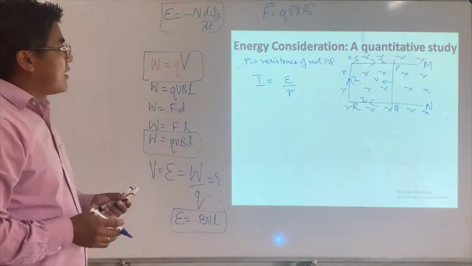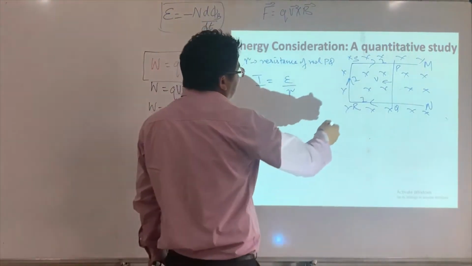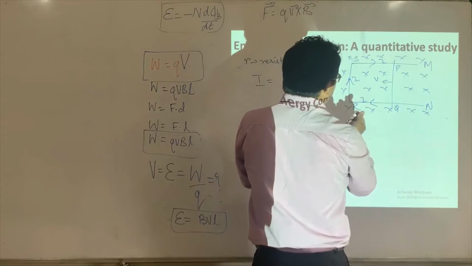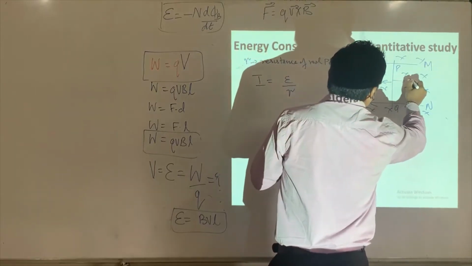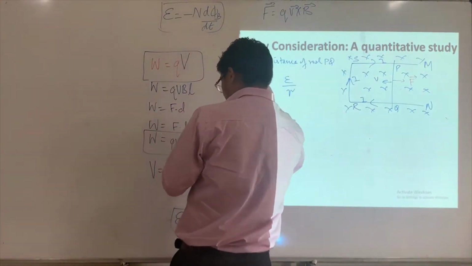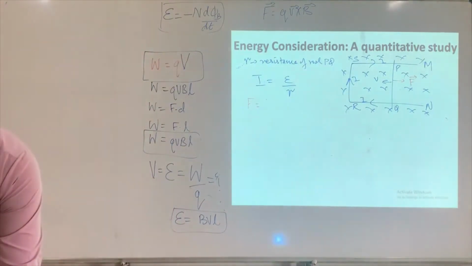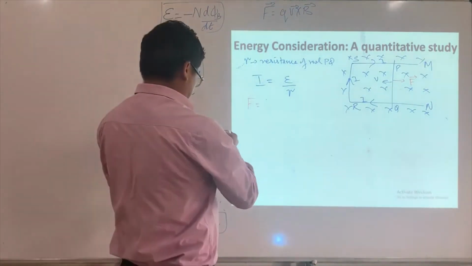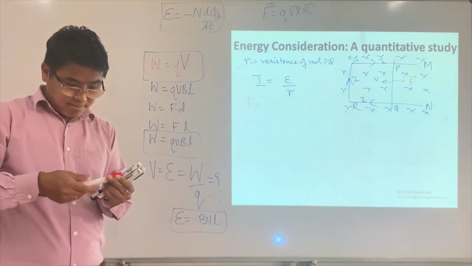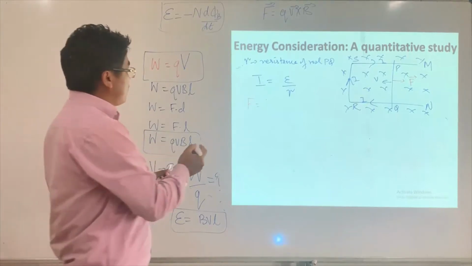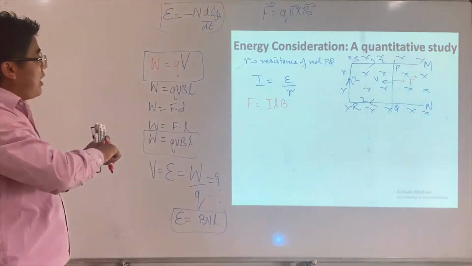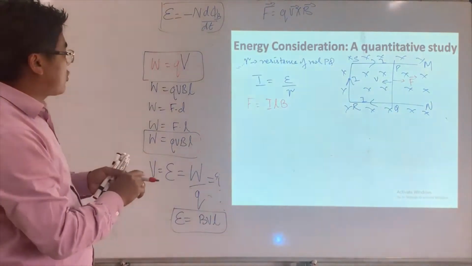So if this is the current, now what about the force acting on this? That Lorentz force. Just now I told you that the force has to be in this direction, and the force is equal to ILB. This is the force.